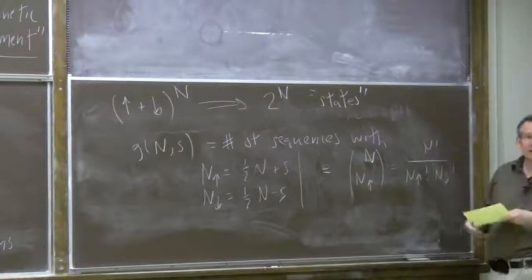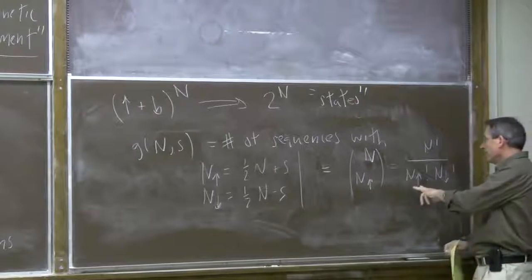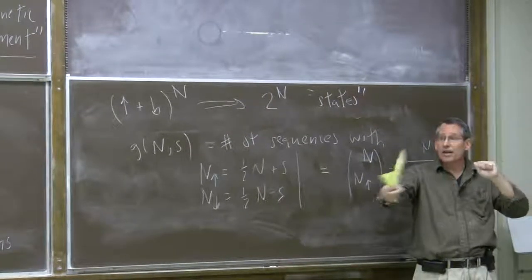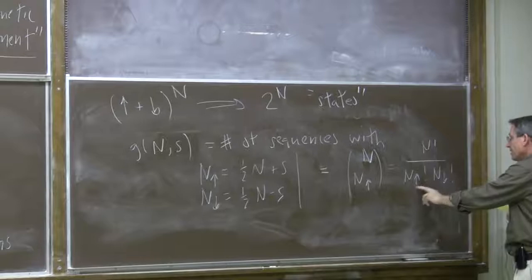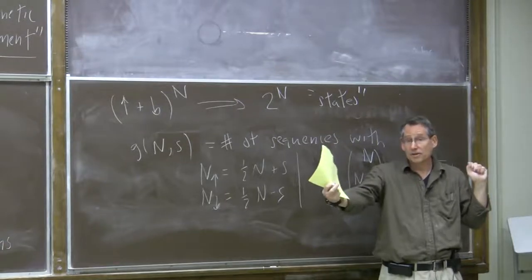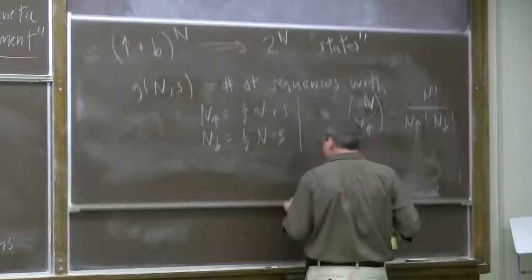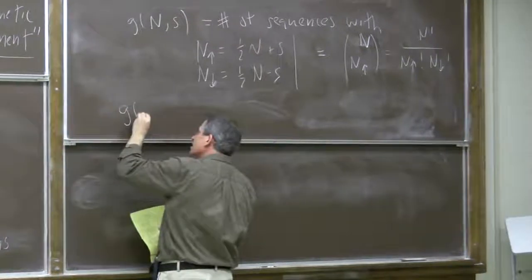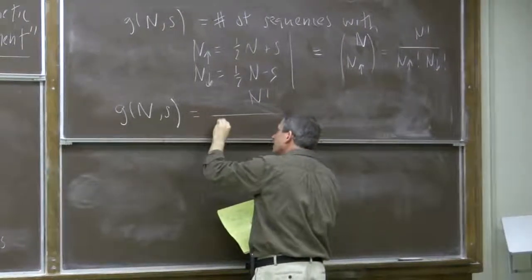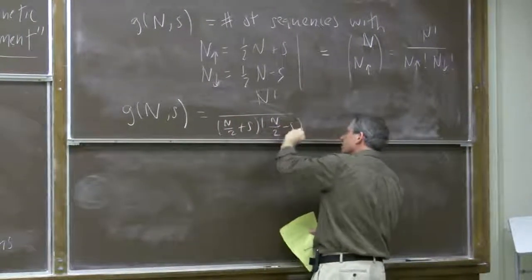That's because n factorial is the number of ways I can permute all the bits in the sequence. But n up factorial of those permutations just mix up the up spins with one another, and that doesn't change the state, doesn't change the configuration. So I divide by that. And n down factorial of the permutations of all the down spins doesn't change the configuration because it just permutes down spins with one another, right? So let's just write out what it is. N factorial divided by n over 2 plus s factorial times n over 2 minus s factorial.